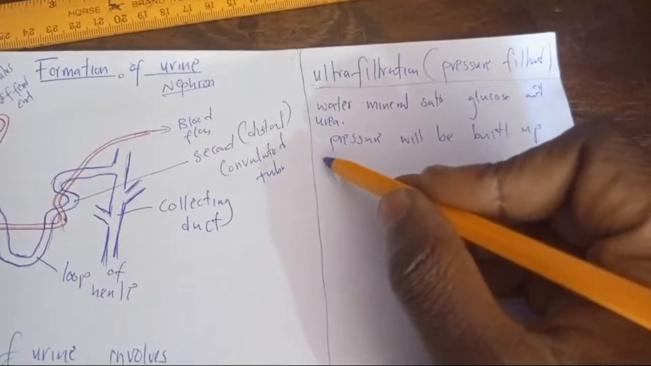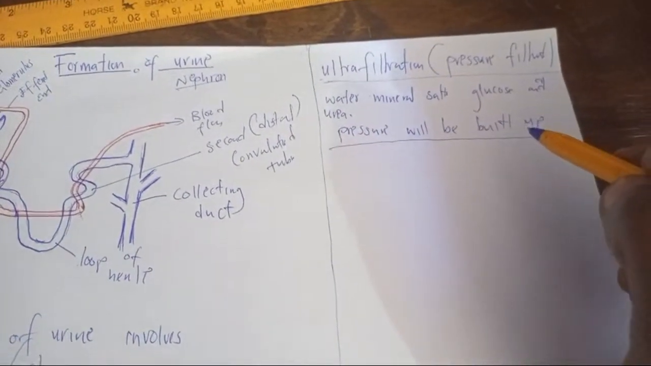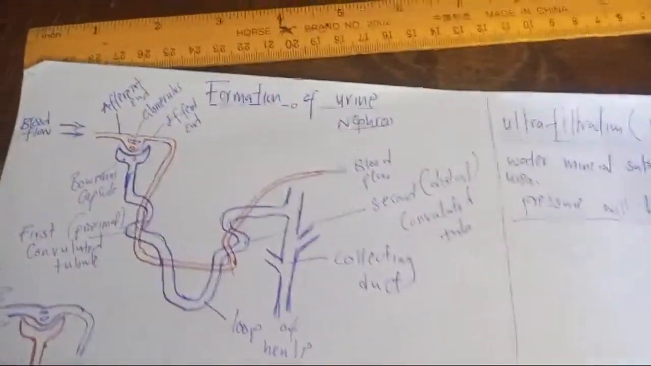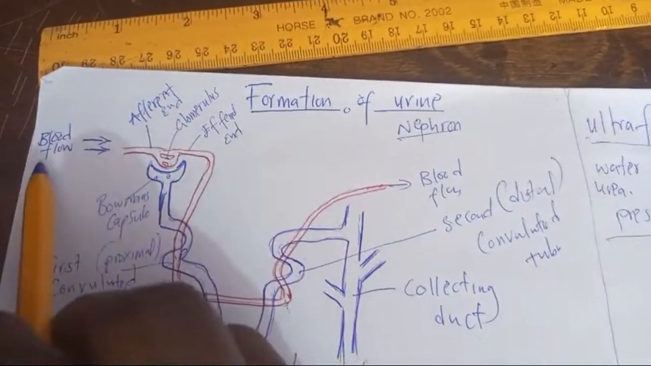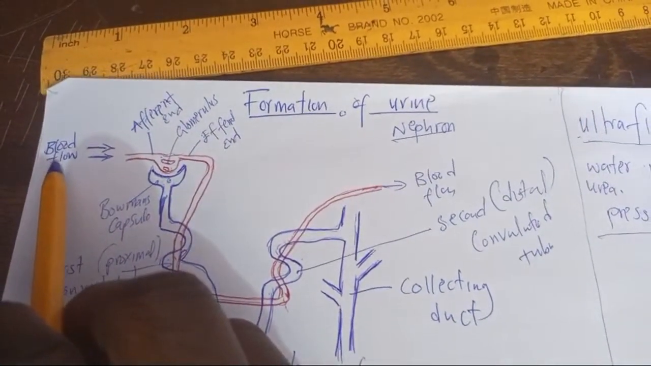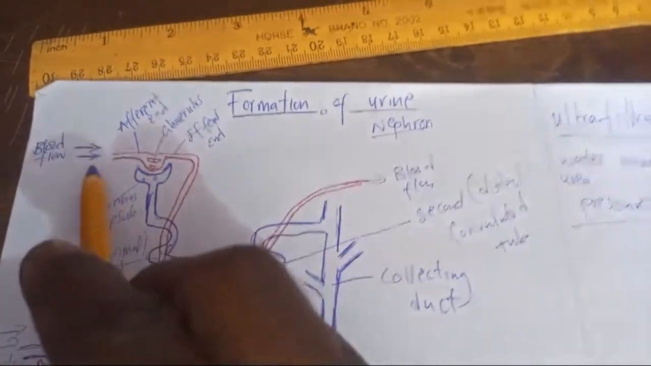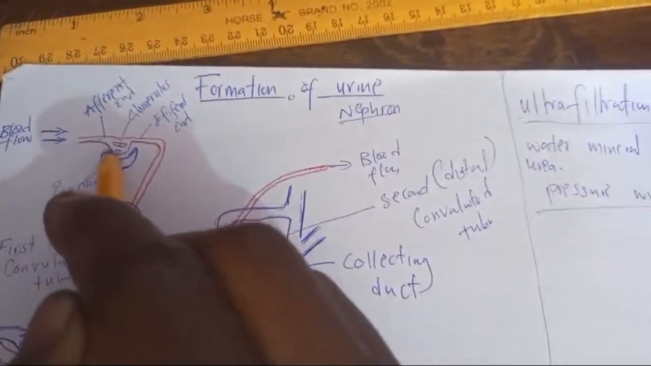They'll ask you, explain why pressure will be built up in the glomerulus here. Why is there going to be pressure here? The first point you say, the blood that flows from the heart coming to this point flows through the arteries. So you say the blood that comes from the arteries is under high pressure. There'll be pressure here because the heart pumps blood. The function of the heart is to pump blood.